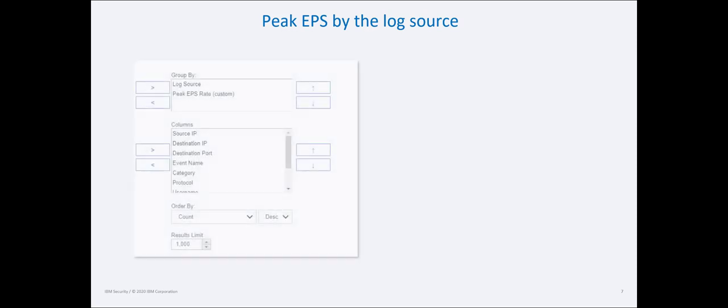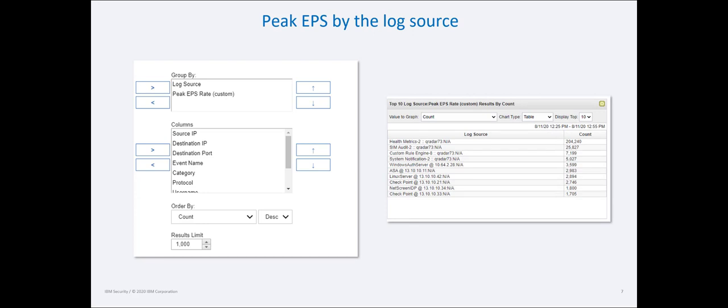Looking at EPS by log source, right? Because sometimes this is interesting. It allows you to find the problem. I can go through, and this is inside the event viewer. I clicked search, new search, and I have grouped by log source, peak EPS rate, custom, that's just what it's called, and then I added a bunch of characteristics I liked. Ordered by count, okay? The rate limit I just left at the default. But what this gives me is the peak events per second by log source.